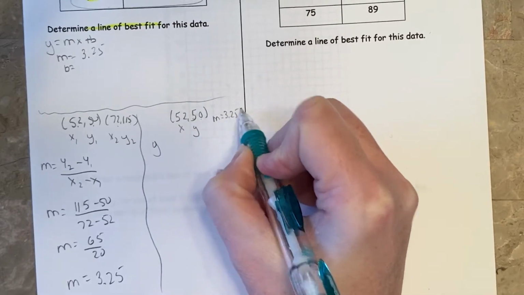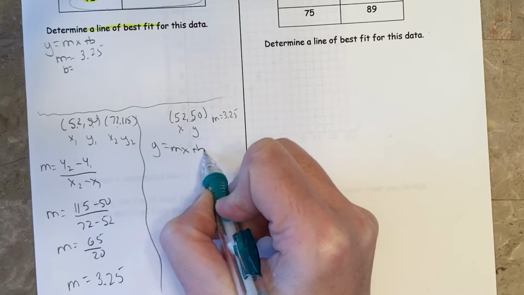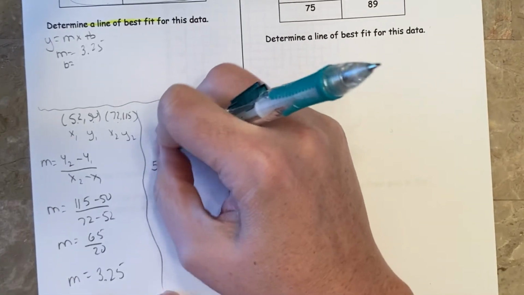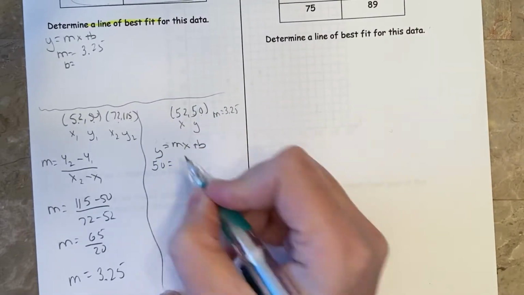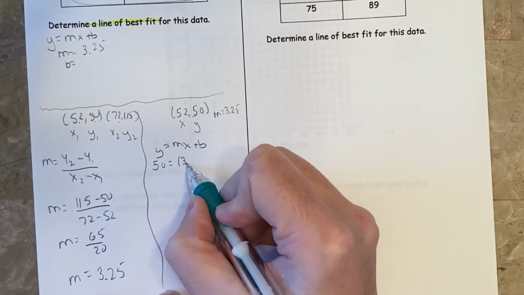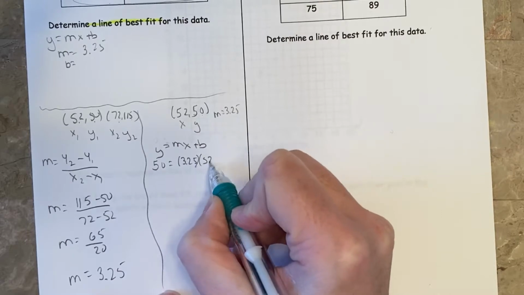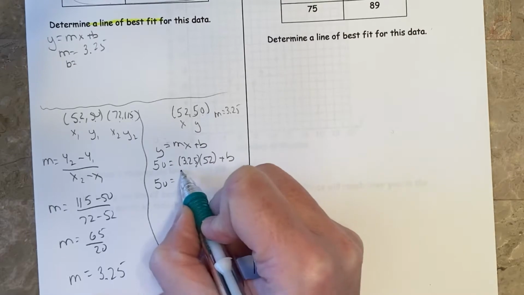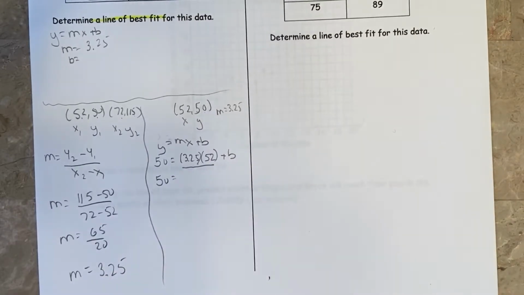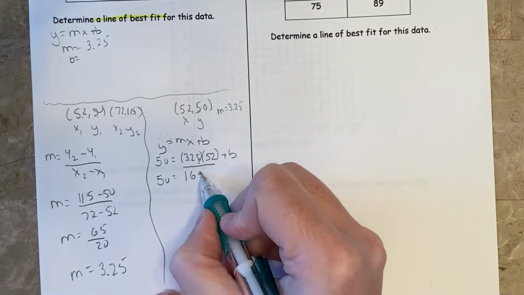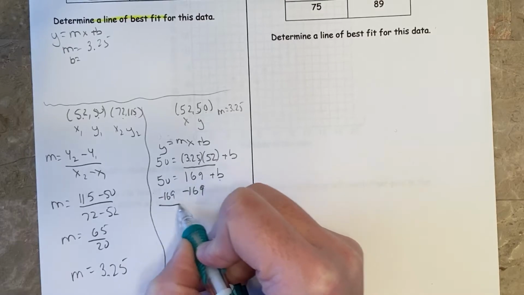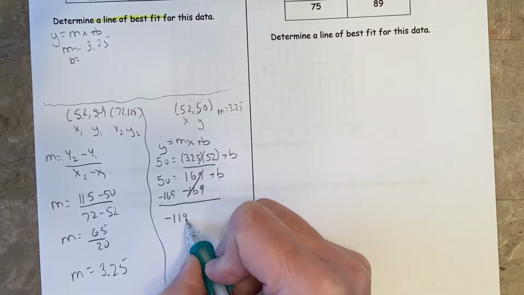All right, so for this, I would always make you write x and y, and then I'd write the slope, and we'd plug into y equals mx plus b. So your y is 50. Your m is 3.25. Your x is 52. And then plus b. If you remember, we'd multiply those. So 3.25 times 52 is 169. And then we subtract both sides by that value. And we get negative 119.